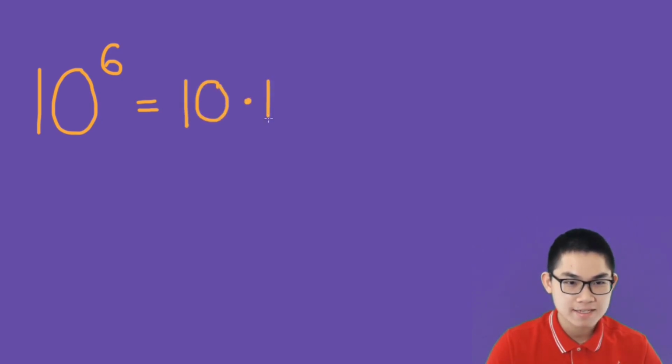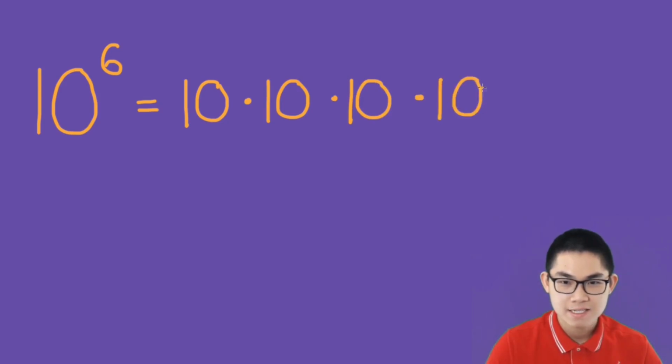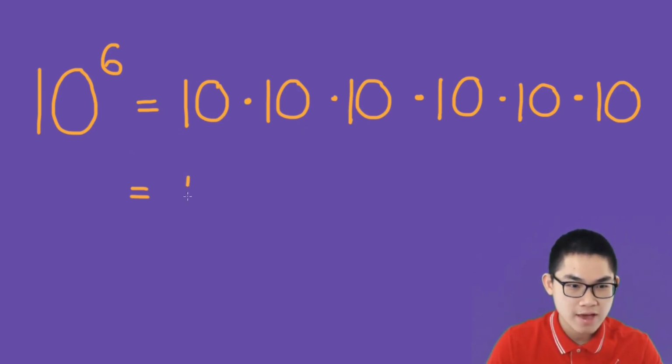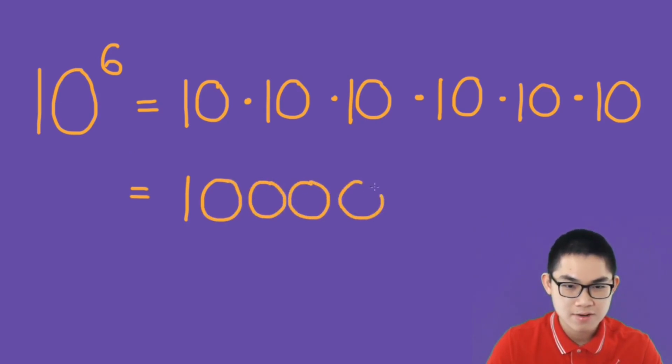What is 10 to the power of 6? Well, 10 to the power of 6 is 10 times 10 times 10 times 10 times 10 and times 10 again. Now, 10 times 10 gives you 100. And 10 times 10 times 10 gives you 1,000. So you just stack the zeros together. There are 6 zeros, so you have 1 million. 1, 0, 0, 0, 0, 0, and 0.